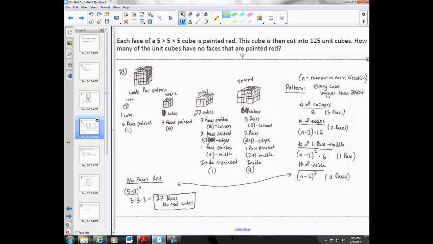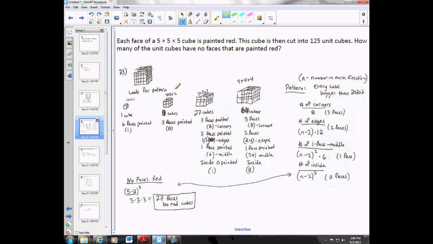All right, now this problem I think was probably one of the trickiest there's been yet. It's really important to understand this because in MathCounts they like to ask a lot of questions involving cubes and probability and so forth. In this case we have a 5 by 5 by 5 cube that is painted red, so the outside's painted. The cube is then cut into little pieces, 125 of them. How many unit cubes have no faces that are painted red? We can tell there's 125 total because 5 times 5 times 5 is 125.